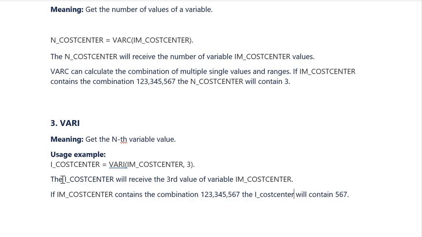Here the sorting will be done automatically in the system. So here I cost center contains a combination like 1, 2, 3, 3, 4, 5 and 5, 6, 7. So in this case, the I cost center will receive the last value.